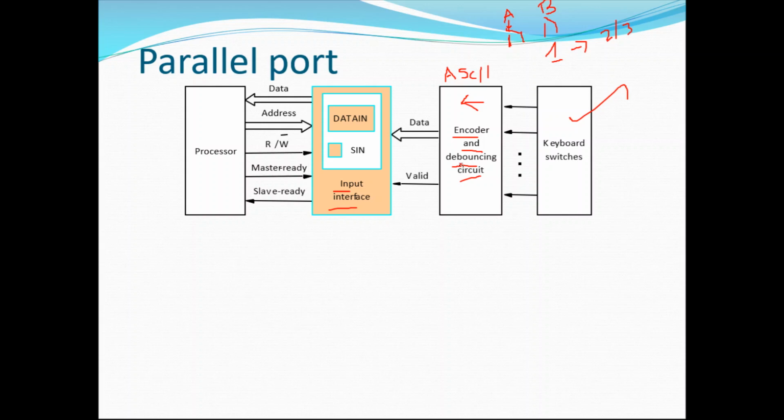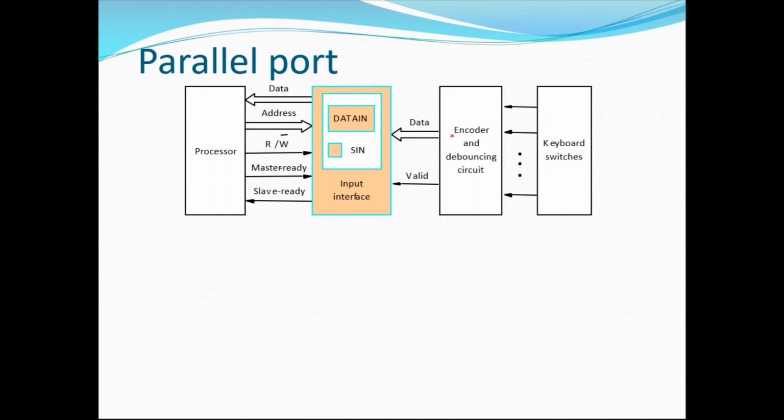Identifying one key press as multiple key presses is called bouncing. Debouncing means ensuring that such faults do not happen. If some key presses are wrongly interpreted as two or three presses, the debouncing circuit will ensure that it is just one press only. It will make sure that the bounces are debounced. This is what the encoder and debouncing circuit will do.